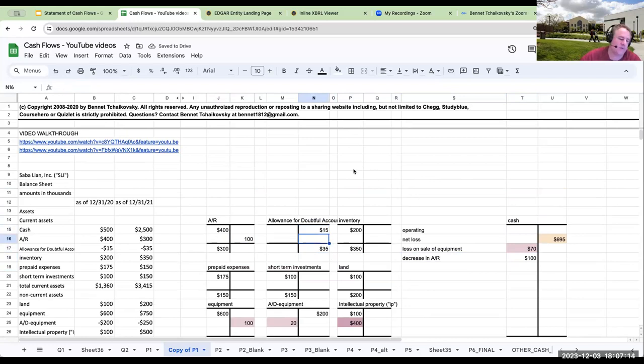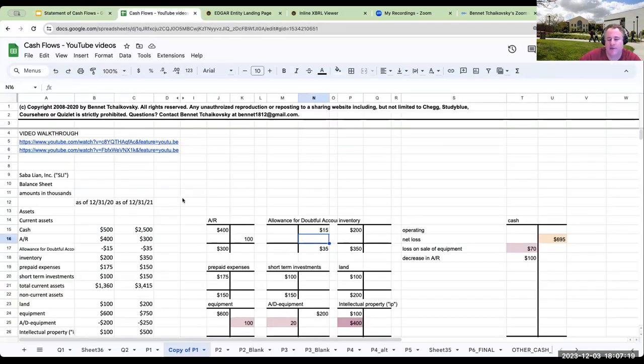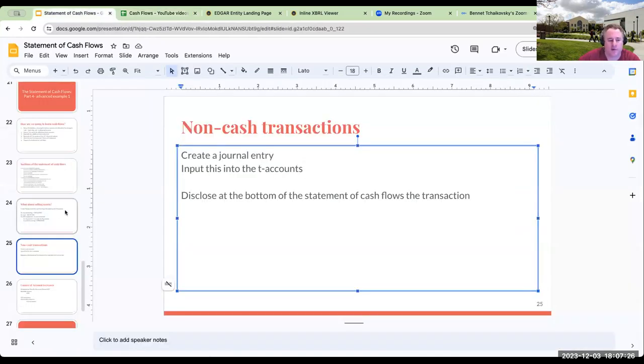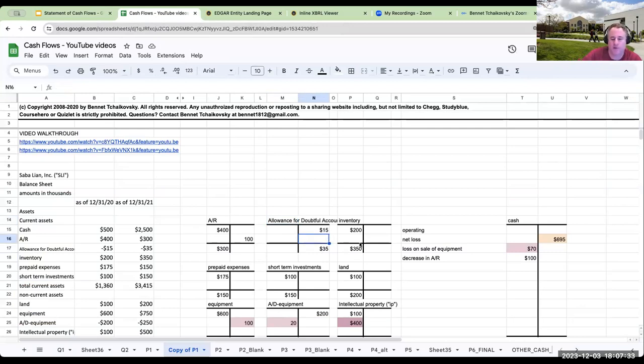Now, for the allowance for doubtful accounts, similar to this, it is a contra asset account. It has a credit balance, right? Remember, this is how we show the amount that we're going to be receiving from our accounts receivable. When I look at this over here, what causes the increase in the allowance for doubtful accounts? I went from 15 to 35. So I'm going to have a debit of 20. I do not call this an increase in the ADA. I'm going to call this bad debt expense. I'm going to call it what it is.